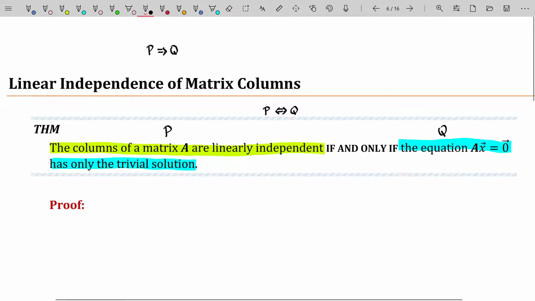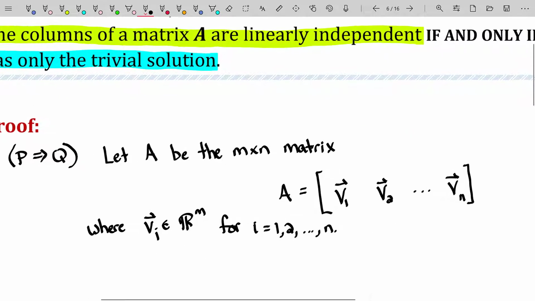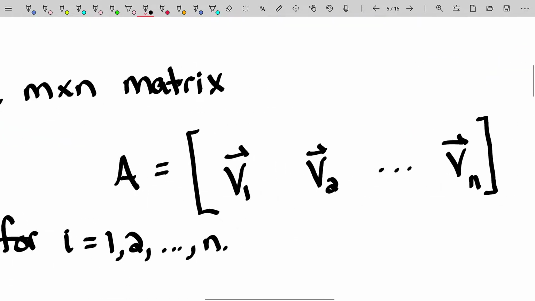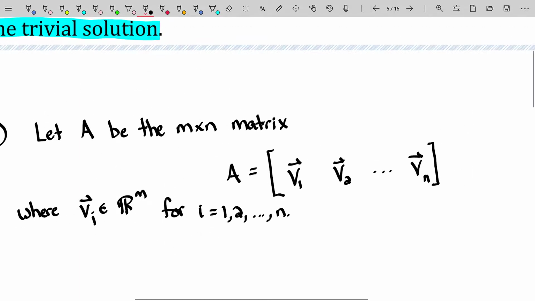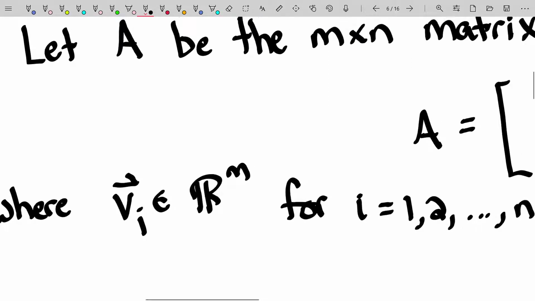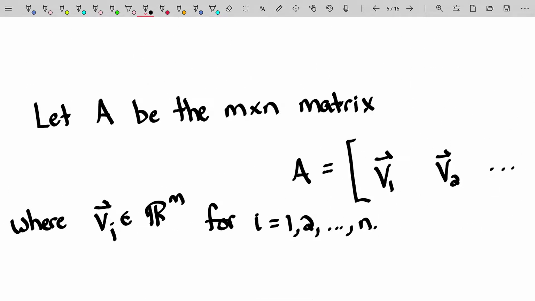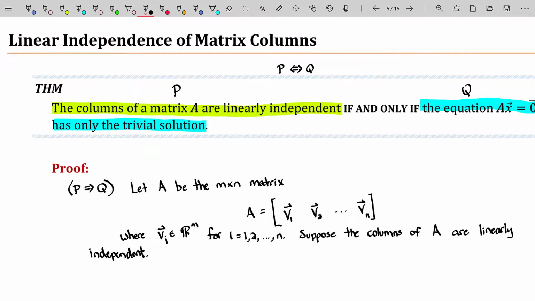So let's go ahead and start with the forward direction here. And this shouldn't be too bad. So let A be the m by n matrix, defined as follows. A is just a matrix of column vectors. The vectors are v sub 1, v sub 2, all the way through to v sub n, where each of those vectors is in R^m. In other words, each of those vectors has m entries. That is, A has m rows, and there are n of those vectors, so it is an m by n matrix.